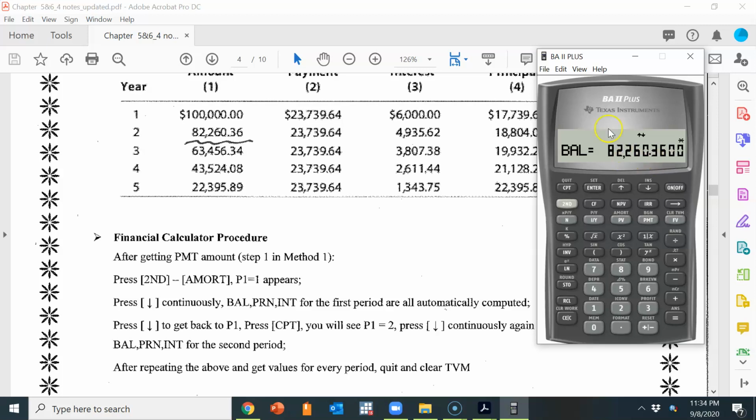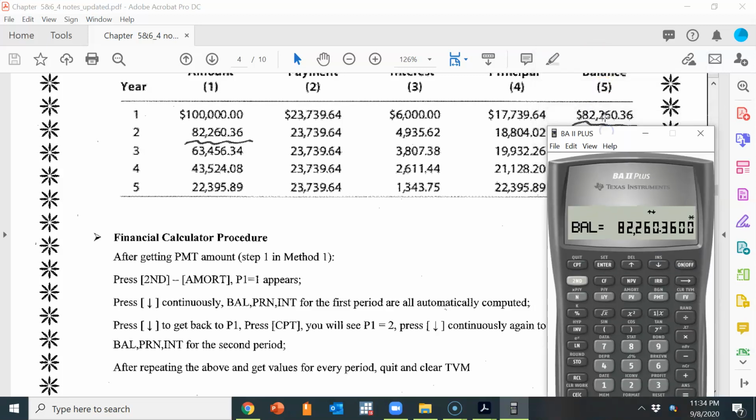So we can see it's the same amount as in the table here. Okay, the ending balance 82260 is the same as what we calculated by hand. And I press down button again. We see PRN. This is the principal payment in the first year, 17739.64. Again, the same amount as how we calculate by hand.